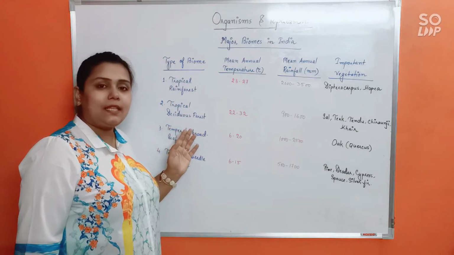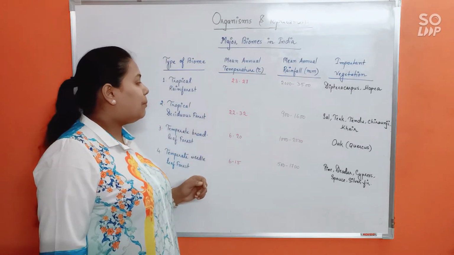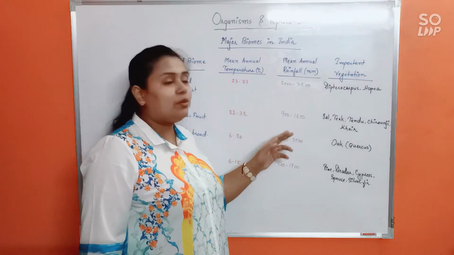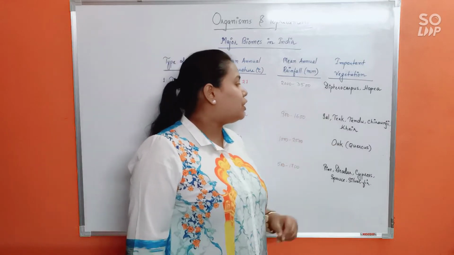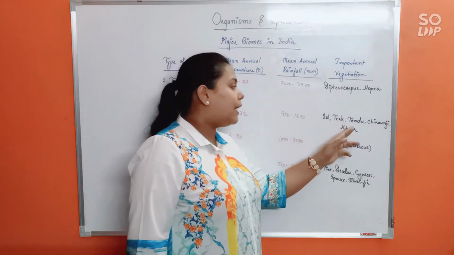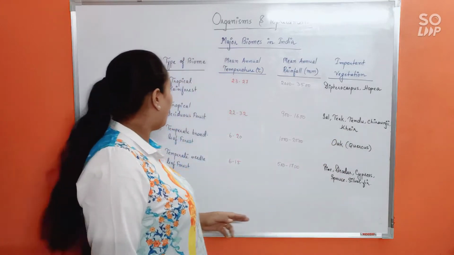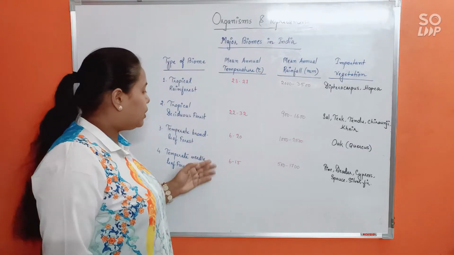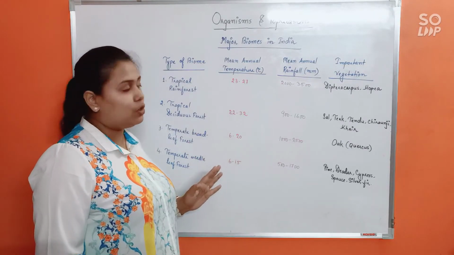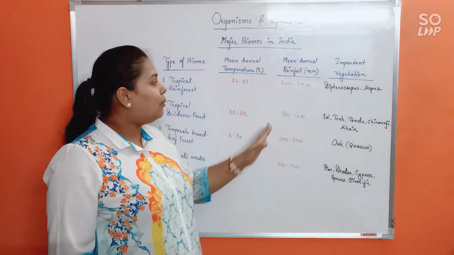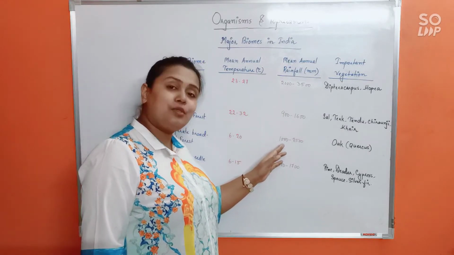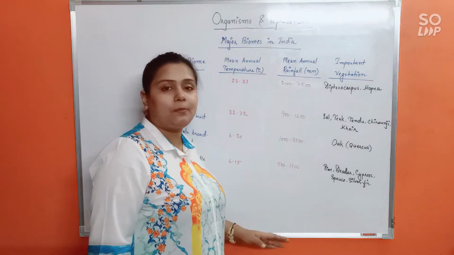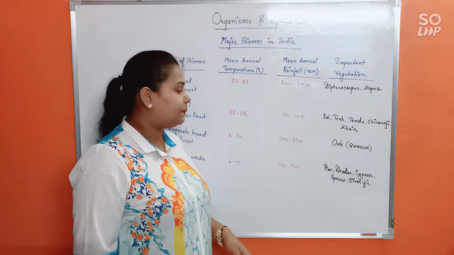Another is tropical deciduous forest. It has the mean annual temperature of 22 to 32 degrees Celsius. Annual rainfall will be 900 to 1600 mm, and important vegetations would be sal, teak, tendu, chironji and cane. Temperate broadleaf forest, the third one. It has the mean annual temperature that is 6 to 20 degrees Celsius, that's very less, and mean annual rainfall would be around 1000 to 2500 mm, and the most important predominant species would be oak, that is Quercus.